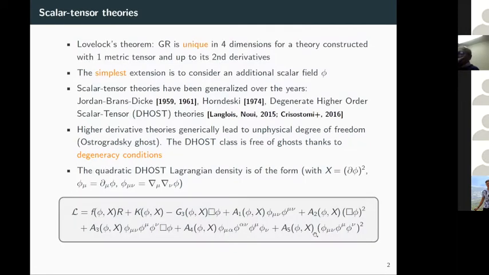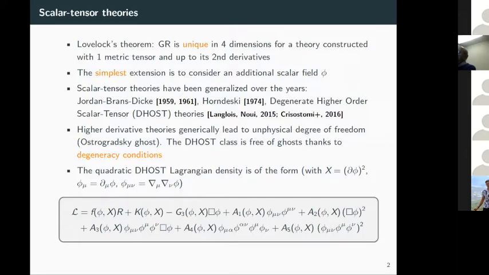Okay. And so let me just briefly remind you the framework. I think Evgeny mentioned this, but basically in 4 dimensions, there's a theorem by Lovelock that says that if you have only one metric tensor and include up to its second derivatives, the Einstein field equations are unique. So you can't really get new physics. And in order to change the Einstein equations, you have to either add dimensions or fields.